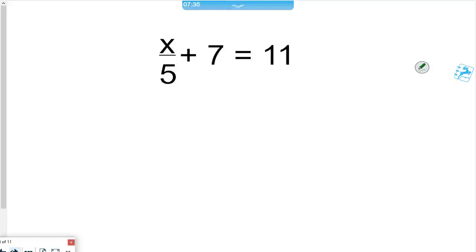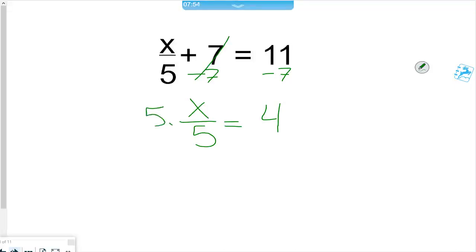X divided by 5 plus 7 equals 11. Well, we got to get rid of our plus 7 by a minus 7. X divided by 5 equals, now we need to subtract 7 from this side, so we get 4. Well, I have divide, so my opposite is a multiplication. 5 times 5 cancels out. X equals 4 times 5, and we get 20.